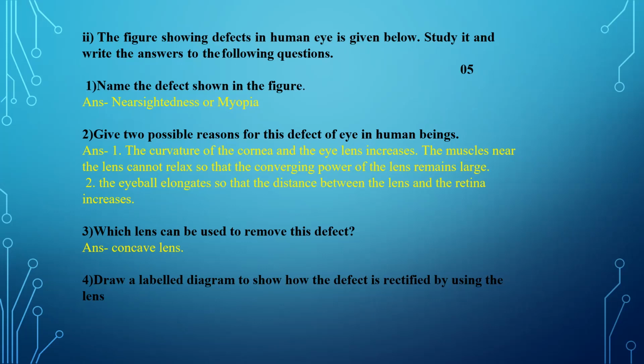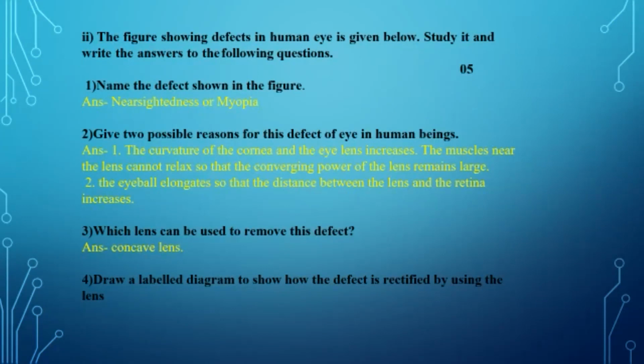What is the second? The eyeball elongates so that the distance between the lens and the retina increases. A person who is suffering from myopia has an elongated eyeball, so the distance between the lens and the retina increases, and for that reason, students, myopia takes place.